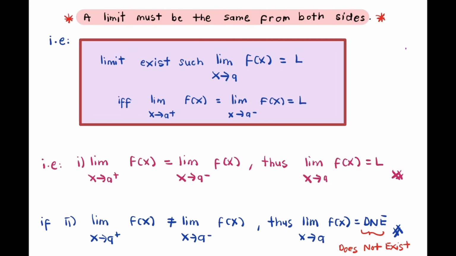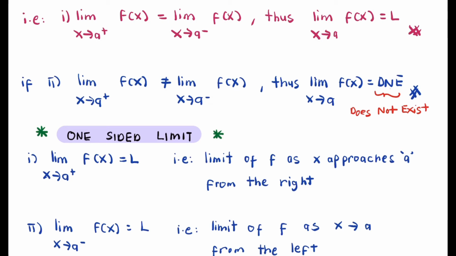Another way to write it is: the limit of f(x) as x approaches a from the right is equal to the limit of f(x) as x approaches a from the left. Therefore, the limit of f(x) as x approaches a is equal to L. Apart from that, we can say that if the limit of f(x) as x approaches a from the right is not the same as the limit of f(x) as x approaches a from the left, then we can conclude that the limit of f(x) as x approaches a is DNE, which means it does not exist.